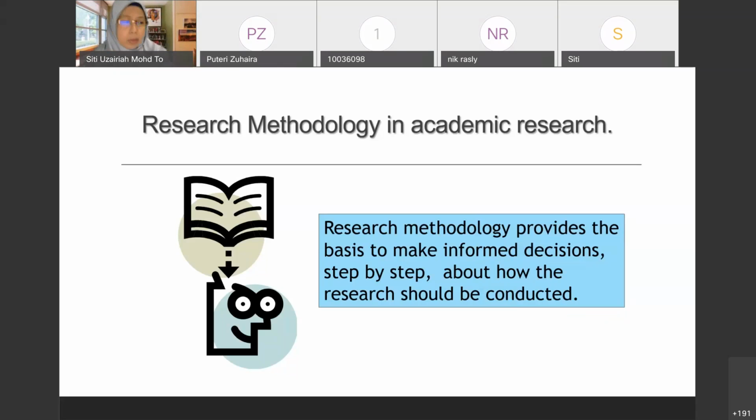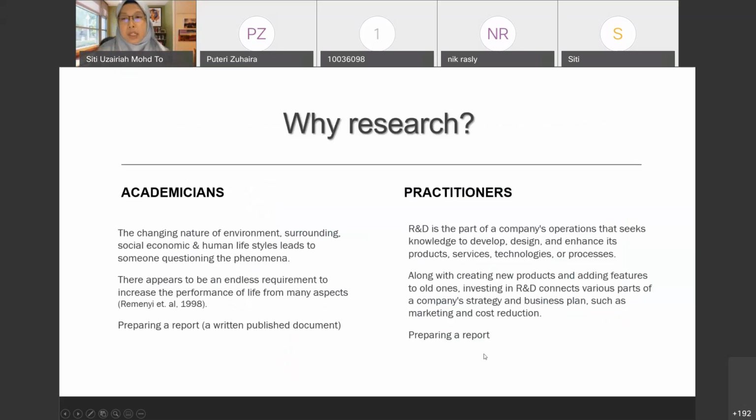So if we look into the difference of why we do research between academician and practitioner, it is not so much different, because why we do research, no matter whether you are an academician or a practitioner, we do research because we want to make things better. We want to provide a solution. We want to seek a solution to some problem.